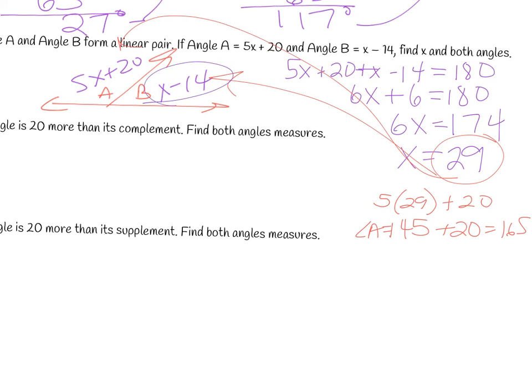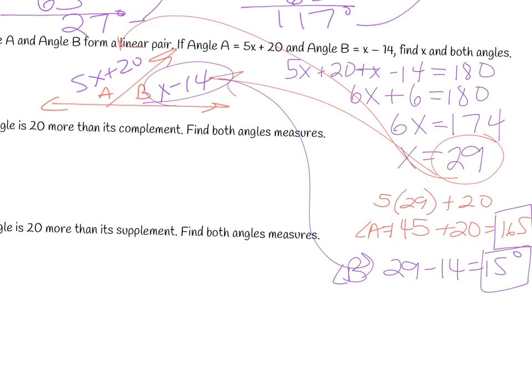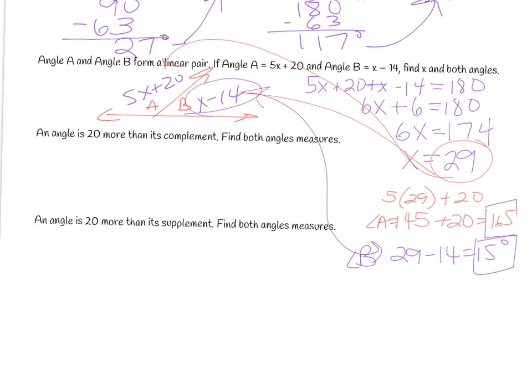And angle B, there's two ways to get it. One is plug it in here, 29 minus 14, which is 15. The other way is that angles A and B should add up to 180. So if I subtract the 165 from 180, I should get the 15. And that's a good way to check them.